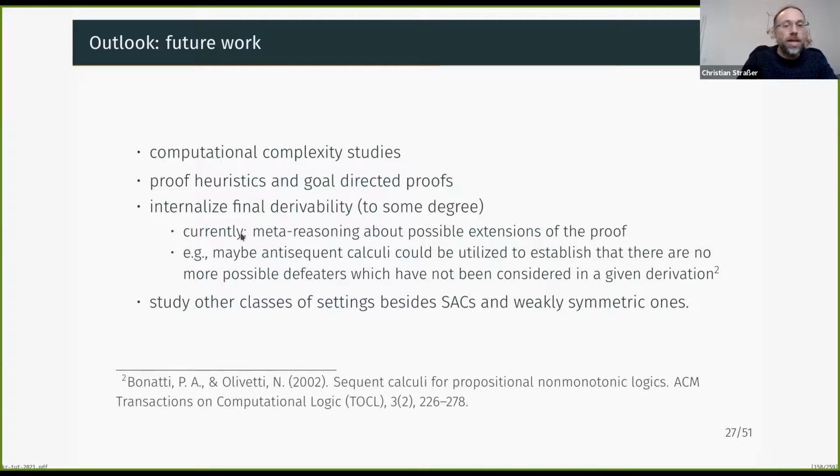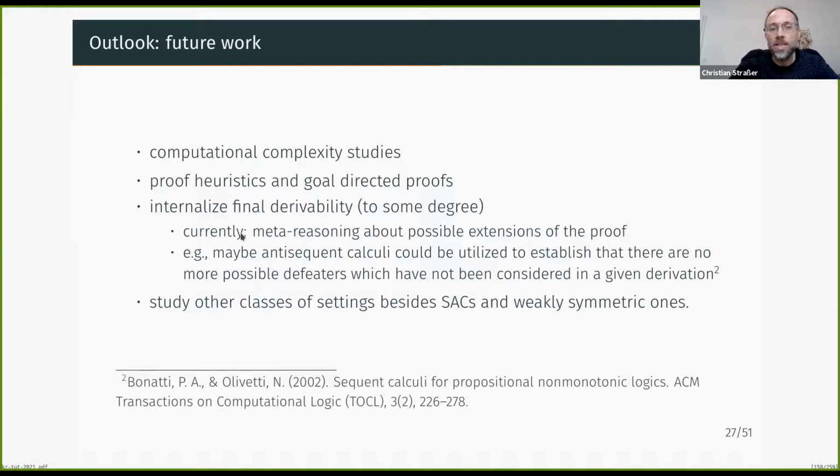Okay, here are some pointers to possible future work. So currently there are 2 publications out which deal with dynamic derivations, but there's still much work to be done. I think one very important part is computational complexity studies. So currently we have no computational complexity studies on these systems. Another thing which would be very nice is to have proof heuristics or goal-directed proofs. So proofs which are more streamlined. If you want to prove a certain formula or a certain argument, which give you a streamlined procedure to get there, so to say, with minimal effort.